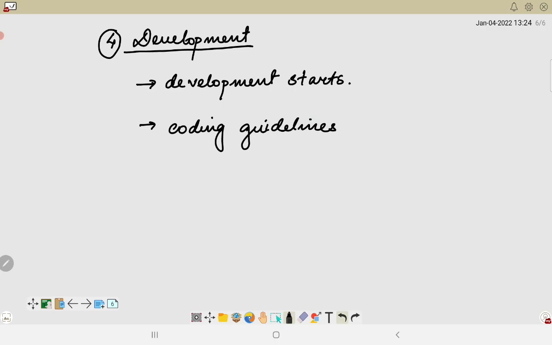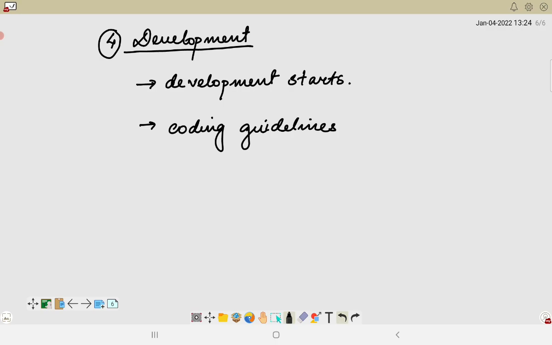There are definite coding guidelines which are defined by the organizations, and there are certain programming tools like compilers, interpreters, debuggers, etc., which will be used in order to generate the code. And there are also different languages like C, C++, Pascal, Java, PHP, and Python, which are used for coding.